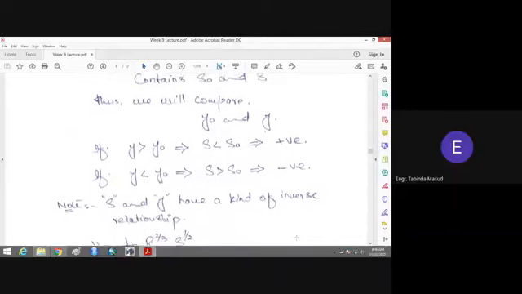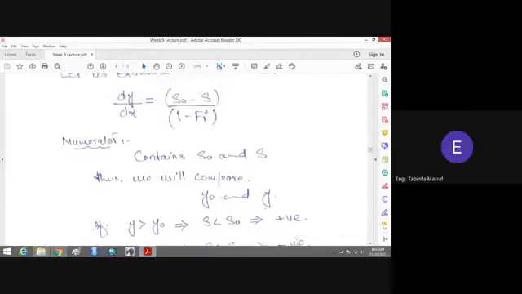Now we will examine the denominator. In denominator, what we have, 1 minus the square of the Froude number. What's the Froude number? Froude number is related to the critical flow. Okay, so for the denominator, we will compare y with yc. For the numerator, we have compared y with y naught, and for denominator, we will compare y with yc. Why? Because here we have a Froude number.